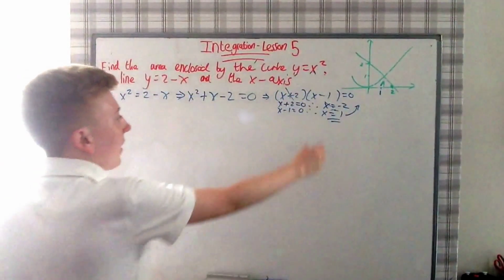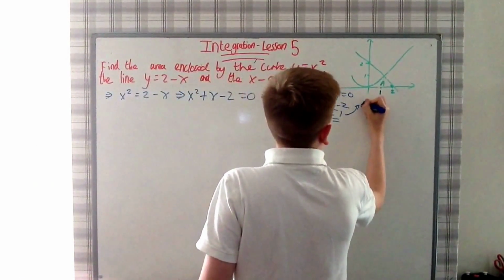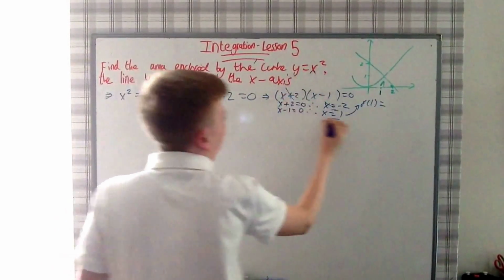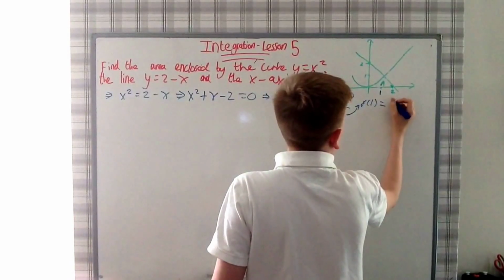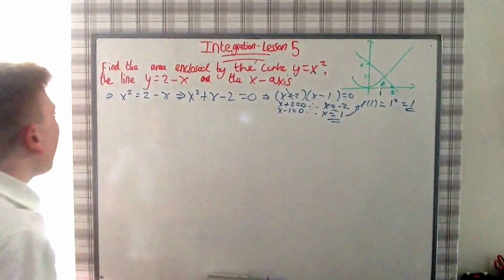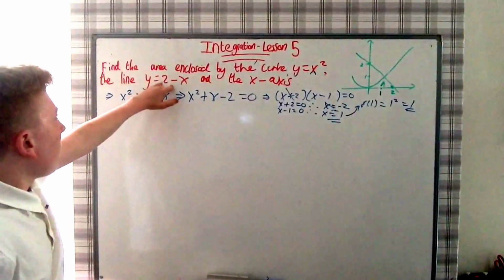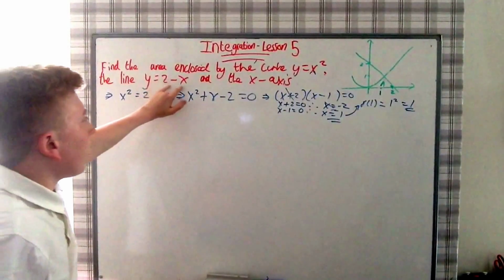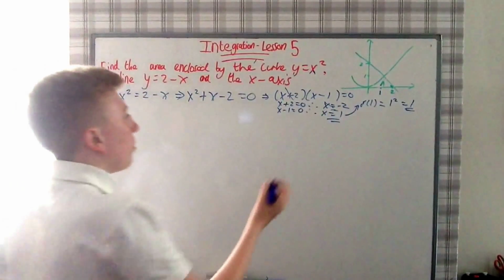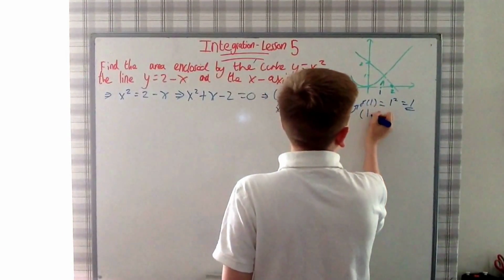Just to prove that, if we sub in 1 into here, y is 1 squared, so y is 1. Okay? And if we put it into here, y is 2 minus x, so y is 2 minus 1, so y is 1. Okay? So we know that our point of intersection is 1, 1.